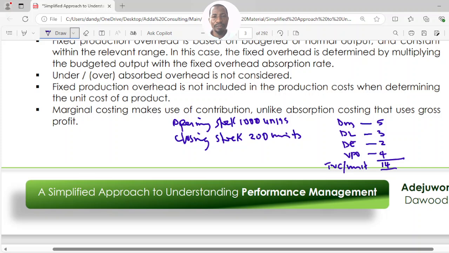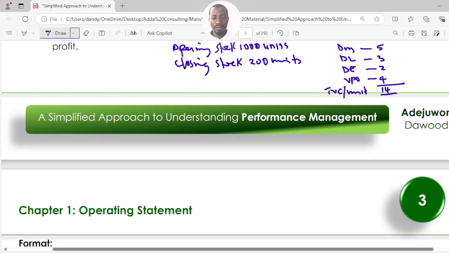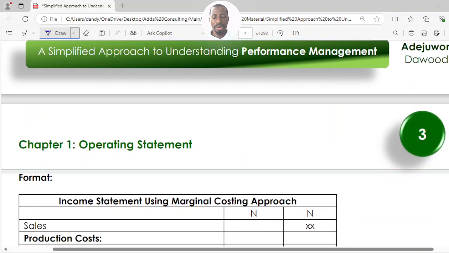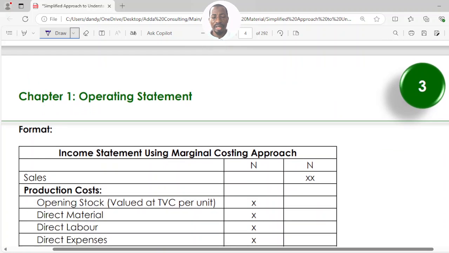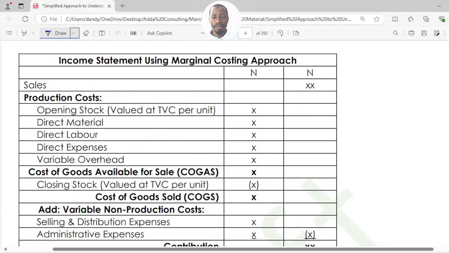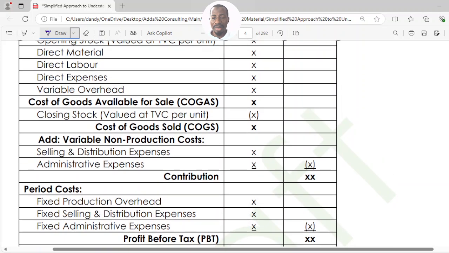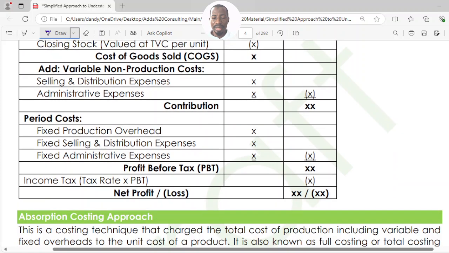So let's talk about the formats. Let's talk about the formats that you are supposed to use whenever you want to prepare an income statement. Once you are able to master these formats, then you have no issue. No matter how big the question is, you are going to arrive at the right, appropriate answer. Now, when you want to prepare the income statement, remember we said that income statements represent the statement that shows the operating performance of an organization.